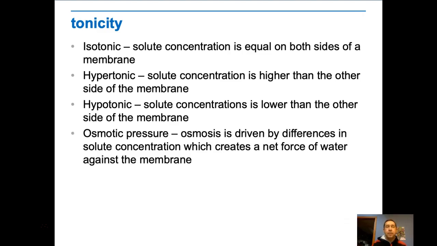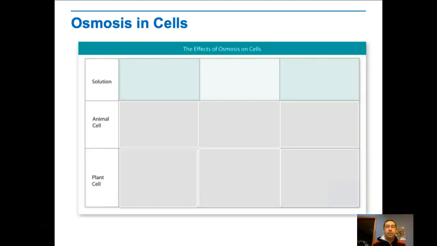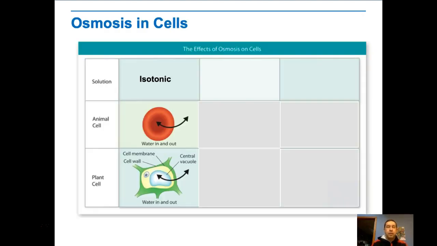So osmosis moves because of what we call osmotic pressure. The difference in solute concentration creates a net force of water against the membrane. Osmotic pressure would be how much pressure would have to be exerted to stop the flow of water. So here we've got an animal cell and a plant cell in an isotonic solution. Water's moving in and out at the same rate, so there's no net change in the cell.